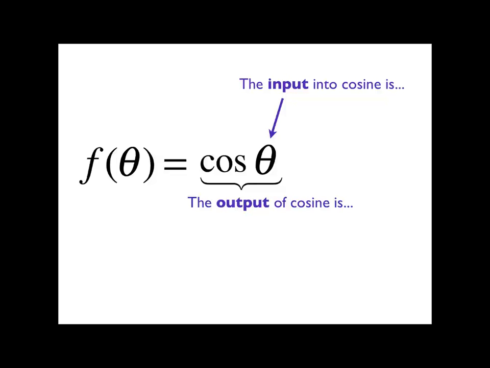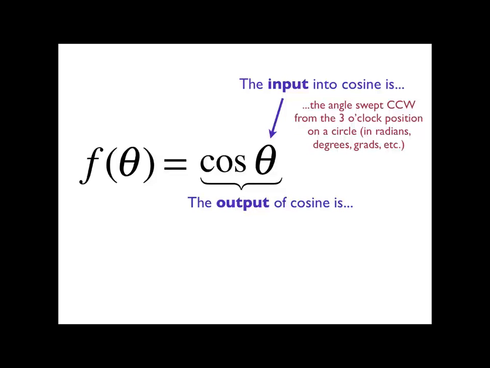Zach, tell me. Input into cosine. Right, and what is it? Right, angles, the same angles as before. It's the same input as sine. The angle swept counterclockwise from the 3 o'clock position on a circle. Okay? Michaela, what's the output of cosine?